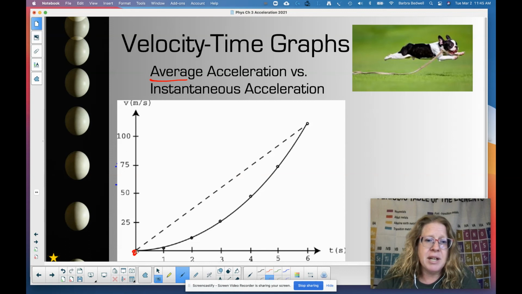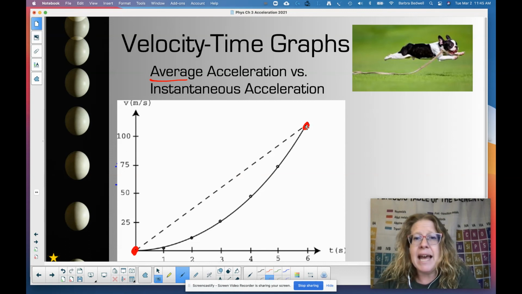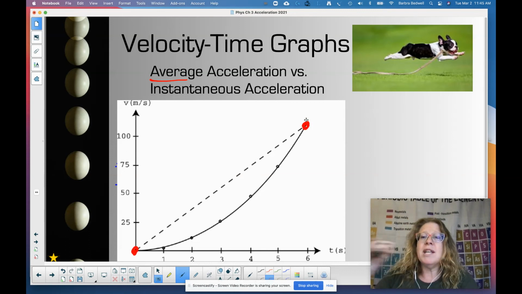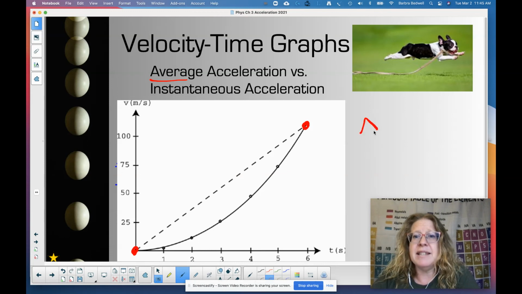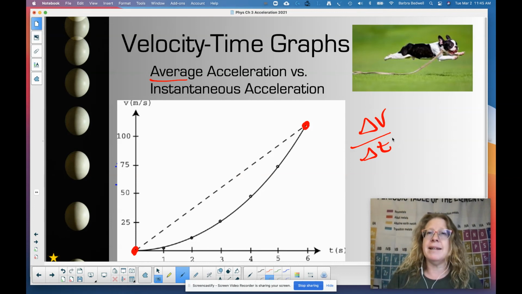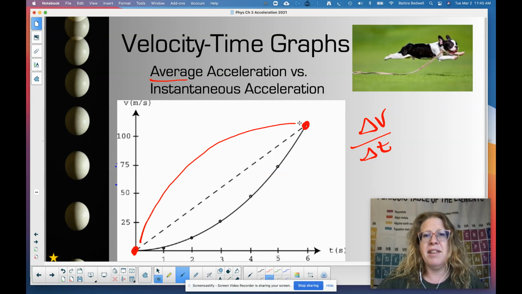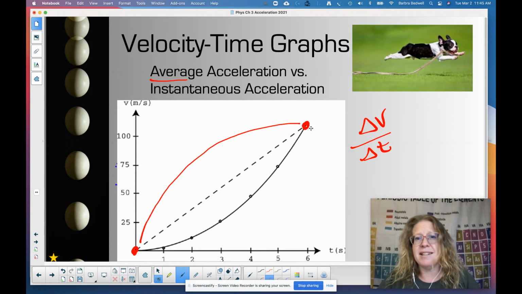Number one is we typically deal with average acceleration. Okay, I started at this speed, I ended at this speed. What was the overall change? And that is delta V over delta T. This is average acceleration regardless of how it got there. It could have gone this way, it could have gone any of these different paths. If it started at 0 and it ended at 100 and it took 6 seconds to get there, the average acceleration is the same.